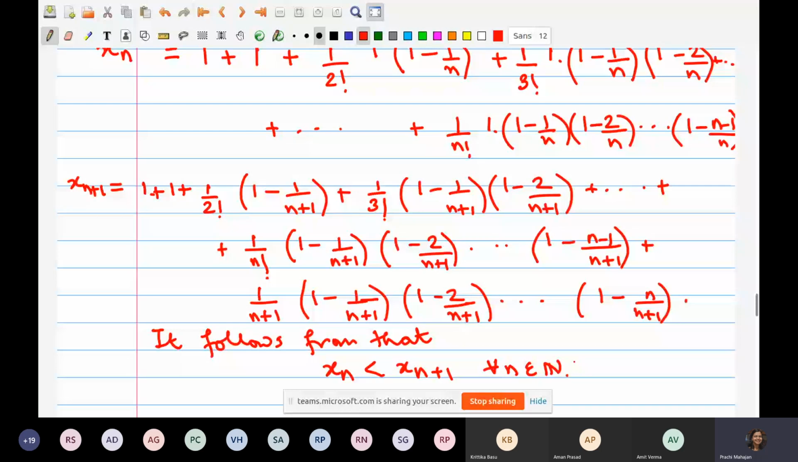So if you go back to the statement of the monotone convergence theorem, in order to appeal to that theorem, we still need to assert that this sequence is bounded above, right? Bounded below is not a problem because these are all sequences of positive terms, right? So how do we show that this is bounded above?